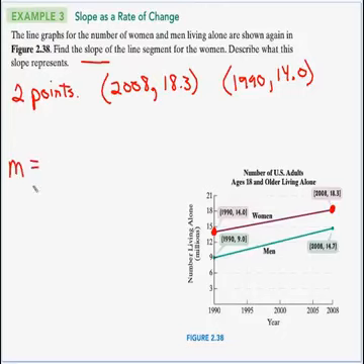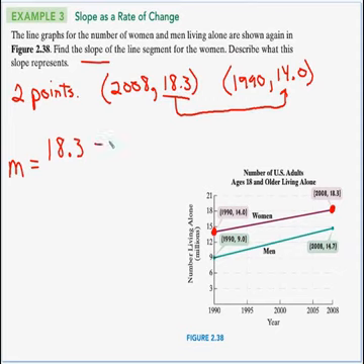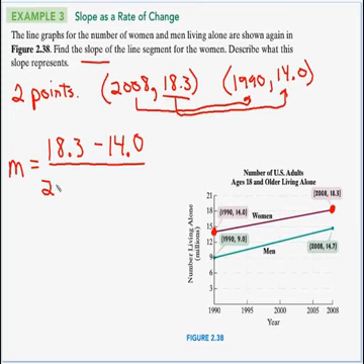So let's find the slope. The numerator is the change in the y-coordinates. This one's bigger, so I'll subtract in this direction. My numerator will be 18.3 minus 14.0. Denominator, remember to subtract in the same direction. 2008 minus 1990. If I subtract my numerator, I get 4.3. And if I subtract my denominator, I get 18.